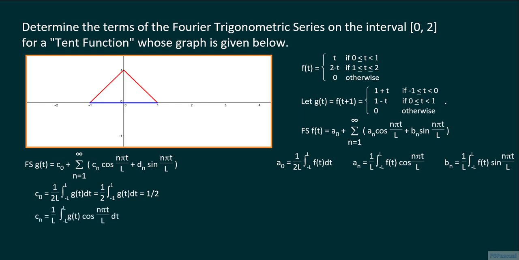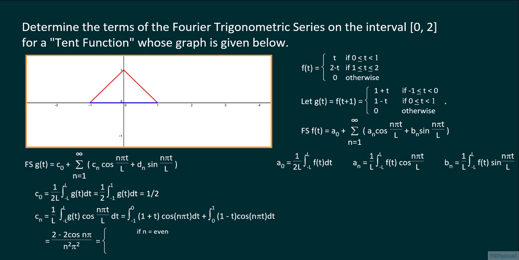C sub n is equal to 1 over L times the integral from minus L to L of g of t cosine n pi t over L. L is still equal to 1. Because g of t is a piecewise function, we split up this integral into two pieces. The first integral goes from minus 1 to 0, and there g of t is equal to 1 plus t. The second integral goes from 0 to 1, and there g of t is equal to 1 minus t. Evaluating these integrals, we find that c sub n is equal to 2 minus 2 cosine n pi over n squared pi squared.